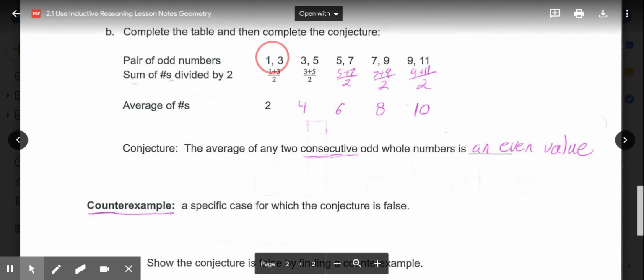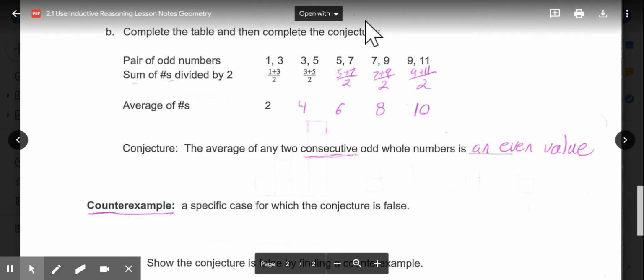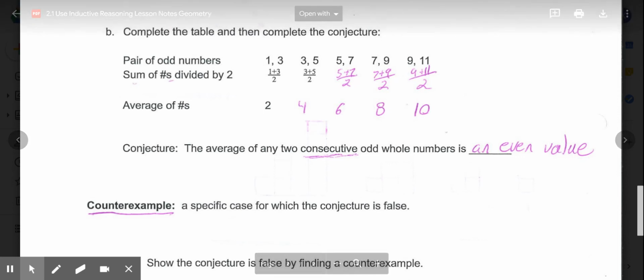So if we're given the pair 1 and 3, the sum of the numbers divided by 2 is 1 plus 3 over 2, which gives us the average of 2. Same with the 3 comma 5. The sum divided by 2, 3 plus 5 over 2, gives us the average of 4. 5 plus 7 over 2, 12 divided by 2 gives us the average of 6. Do the same with 7 and 9, the same with the 9 and 11. So we've completed the table based on the info they gave us.